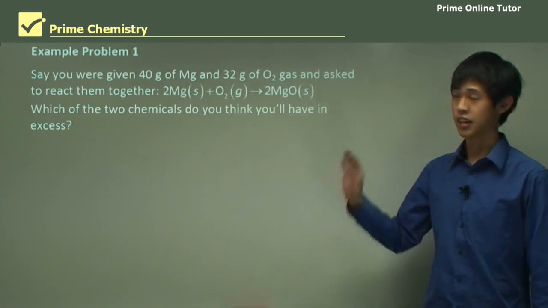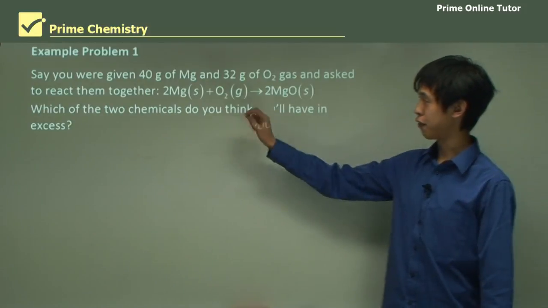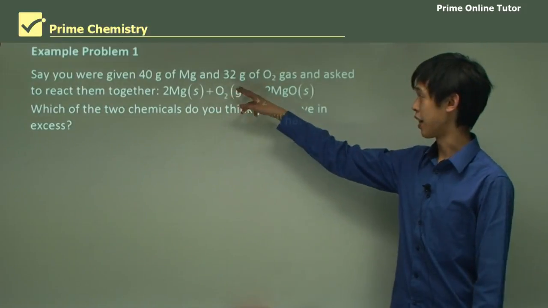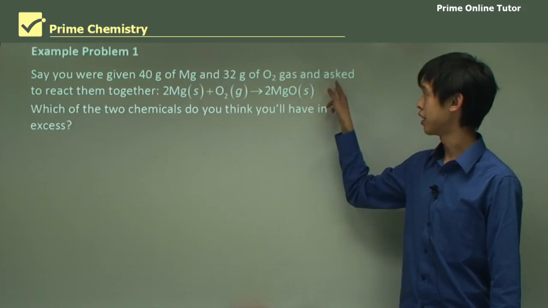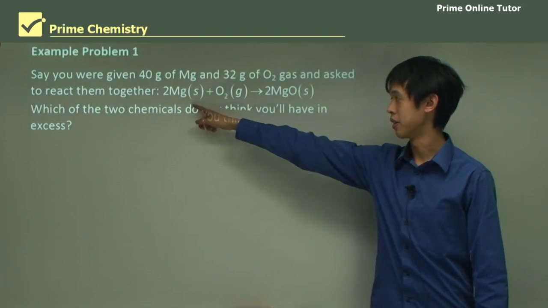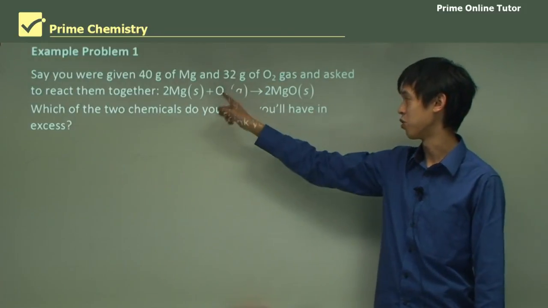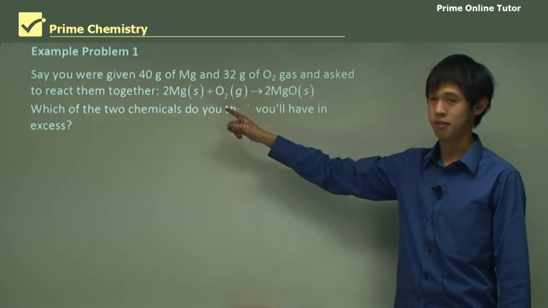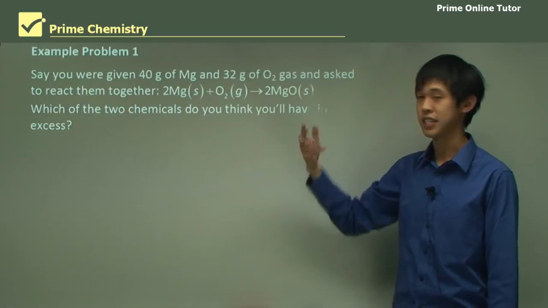So here's our first example problem. Say you were given 40 grams of magnesium and 32 grams of oxygen gas, and you're asked to react them together, and this is the equation: 2 magnesium atoms for every 1 oxygen molecule gives you 2 magnesium oxide.